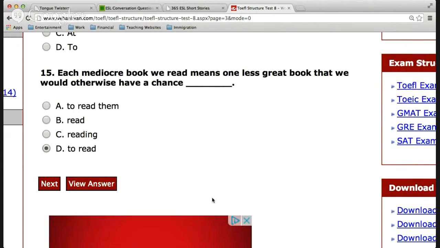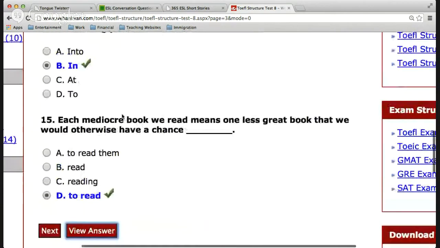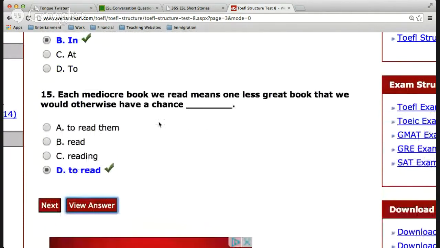How does that sound, you guys? That's right. Two. Three. Good. Our answer is D, to read. Excellent. What about A? Why wouldn't you choose A? Each mediocre book we read means one less great book that we would otherwise have a chance to read them. We could say to read them in another situation. In this case, we already have the subject here, so we wouldn't need to do that. When you could say that, let me think real quick.